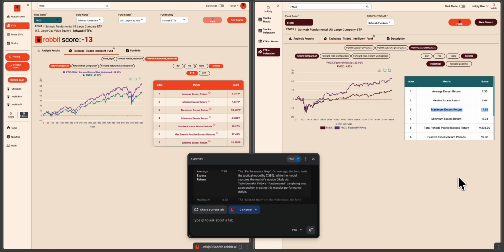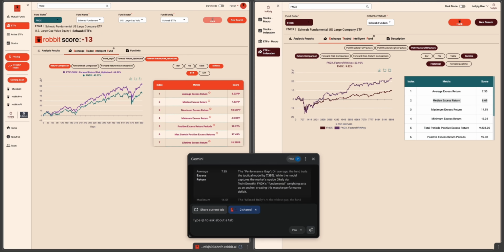Median excess return, 6.69. The standard loss. Even in a typical median scenario, you are losing nearly 6.7% in potential returns by holding this fund instead of the optimized basket. Tactical verdict: the fund is a dead weight. It fails to capture upside momentum 92% of the time, costing you approximately 7% on average.